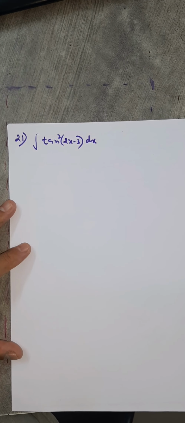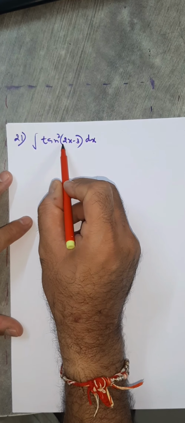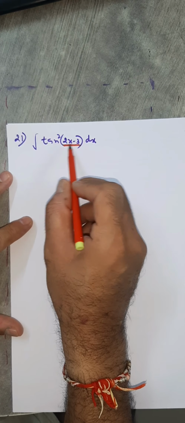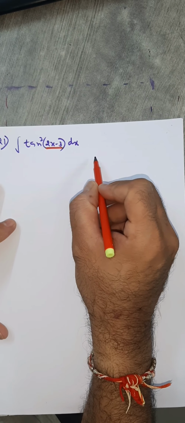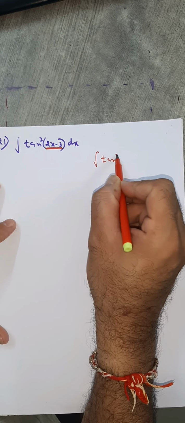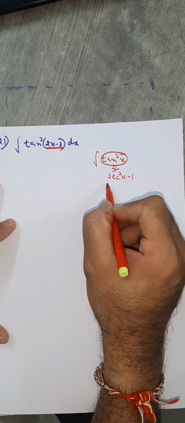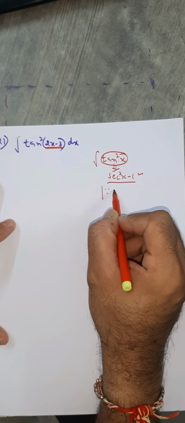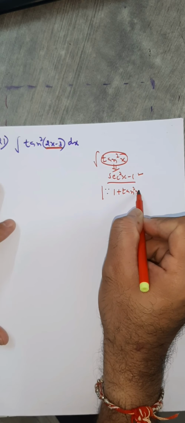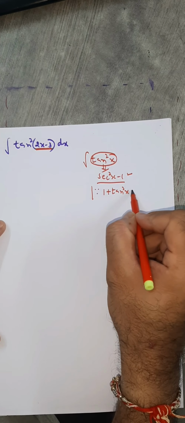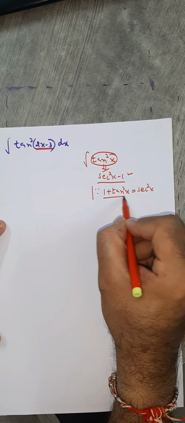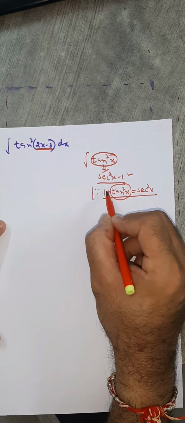So question number 21 now. We have integral of tan square of 2x minus 3. Now as we know, this is a linear function, so you can imagine it like x. And you also know that for integral of tan square x, you need to convert the tan square x into sec square x minus 1, using the identity 1 plus tan square x equals sec square x. Whenever we have tan square, we write sec square minus 1. So I'm using this identity here.